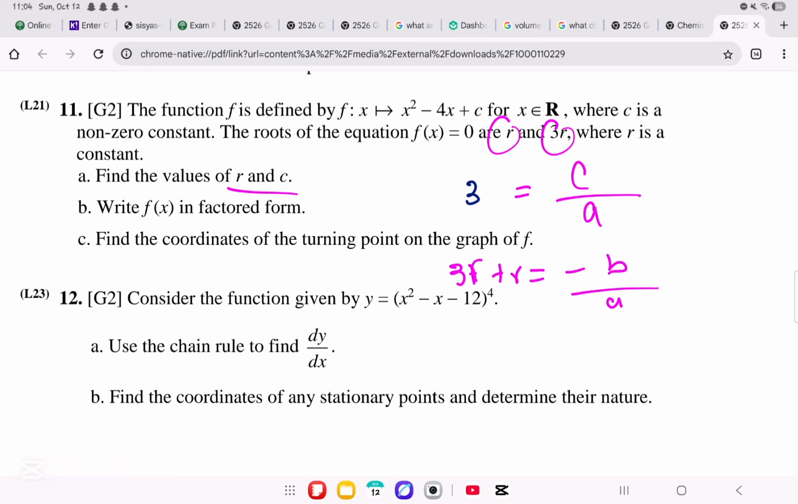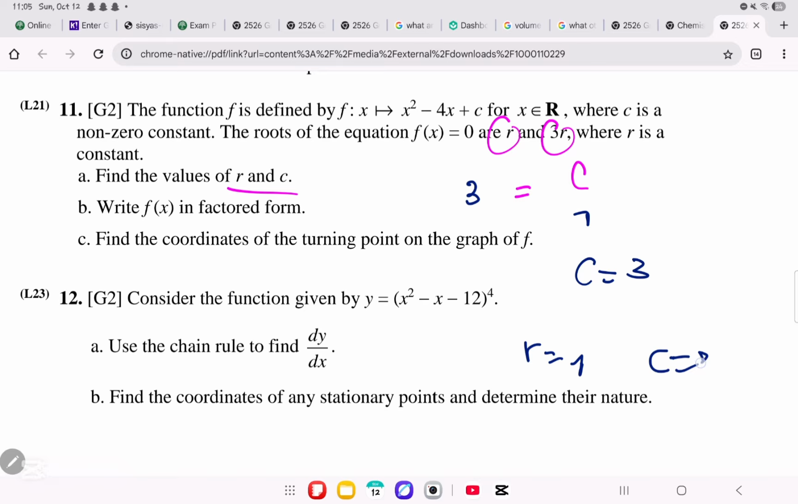Now, 3 is equal to c over a, right? C, we need to find it. A is 1. That means C is equal to 3. That means R is equal to 3, right? And, sorry, R is equal to 1, my bad. And C is equal to 3.